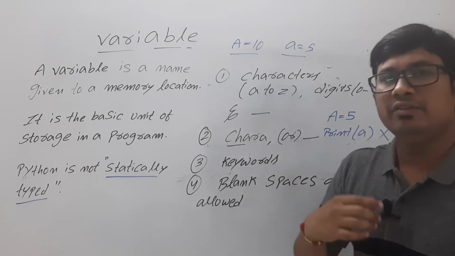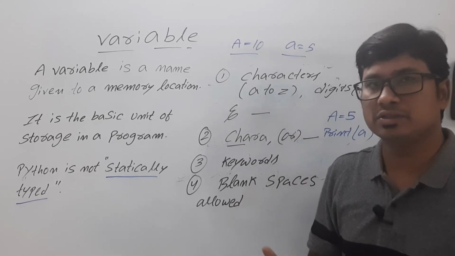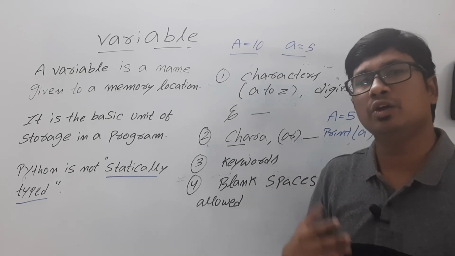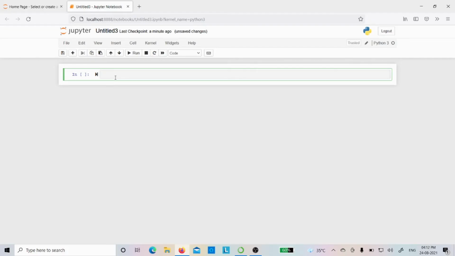Is it clear? If you still have any doubts related to this concept, feel free to ask me in the comment section. Now we will implement these things in Jupyter Notebook. When we discussed the rules, we discussed that a variable name should be a combination of characters, digits and an underscore. Meaning is that it should not consist of any special symbols. Now let me verify that one.